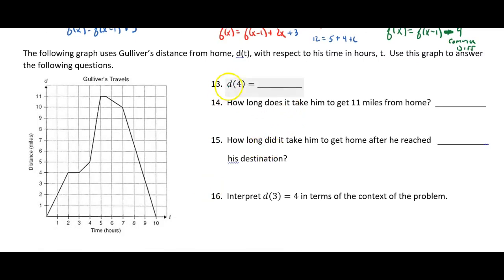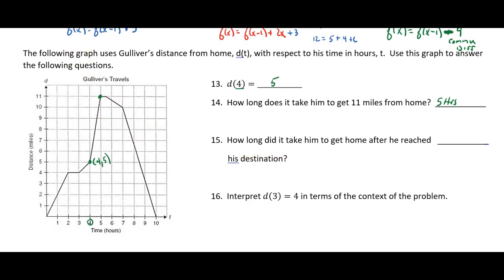Number 13, d of 4. All I have to do is look on the x-axis for 4, and I'm going to go up and see what the corresponding y value is. When x is 4, y is 5. Done. How long does it take him to get 11 miles from home? If I go up here, here's 11, and if I go down, 5 hours. Okay?